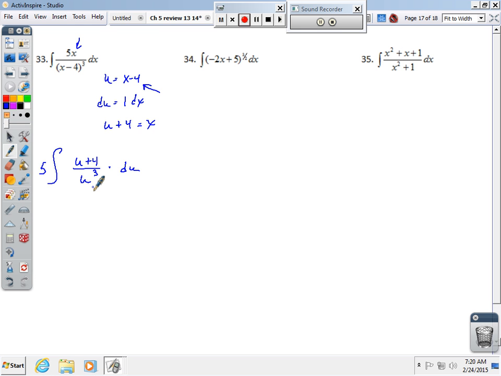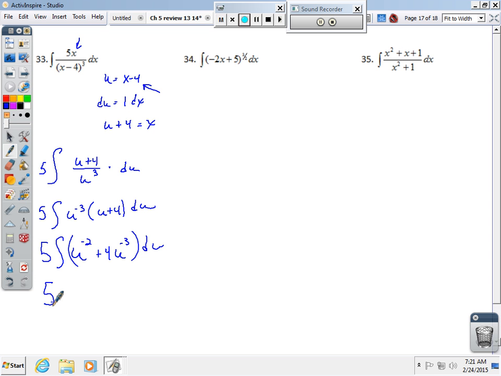And I'll bring the u up into the numerator, make it u to the negative third, u plus 4 du, and distribute. So that's u to the negative second plus 4u to the negative third du. And now I can take the integrals of each one of these.